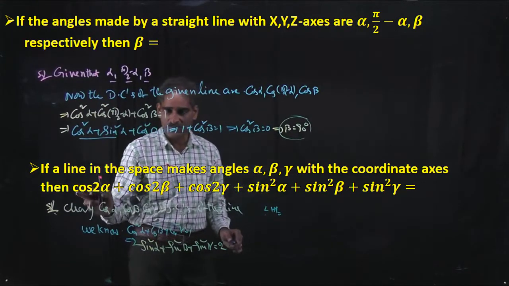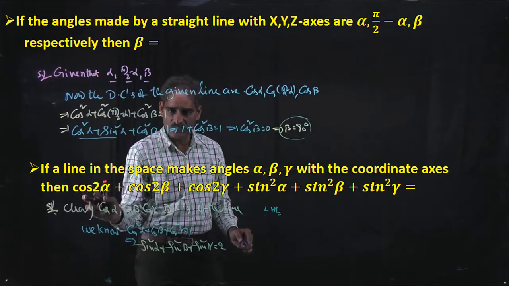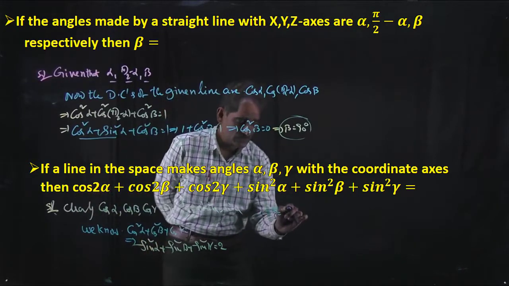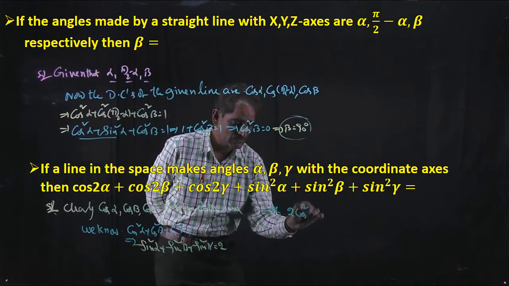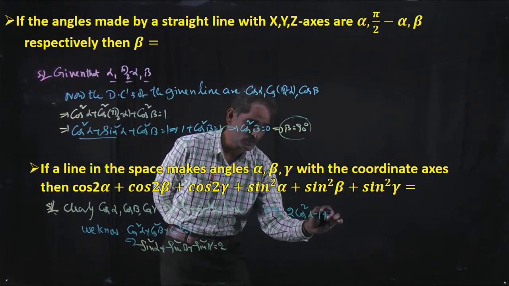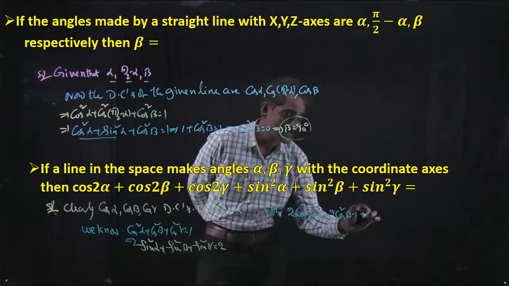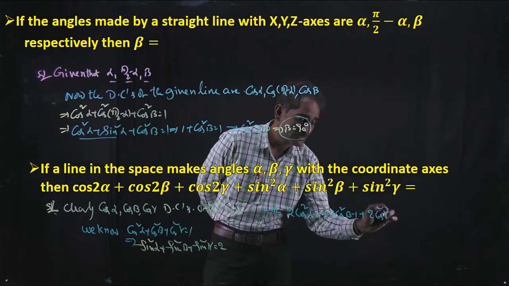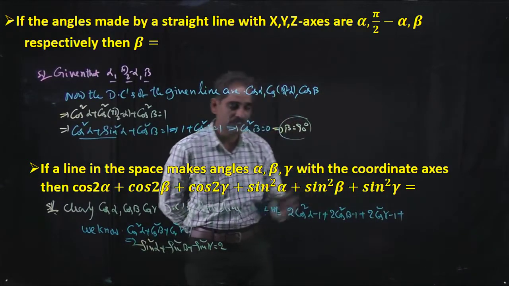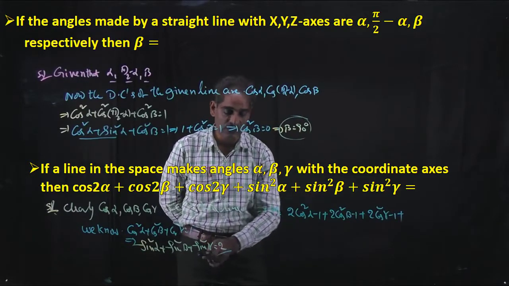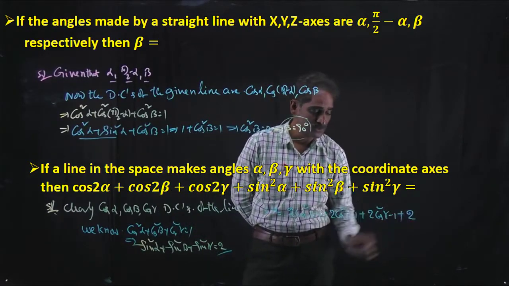Write cos 2 alpha in terms of cos: 2 cos square alpha minus 1. Next, cos 2 beta: 2 cos square beta minus 1. Next, cos 2 gamma: 2 cos square gamma minus 1. Plus, sin square alpha plus sin square beta plus sin square gamma is equal to 2. Therefore, the value of this is 2.